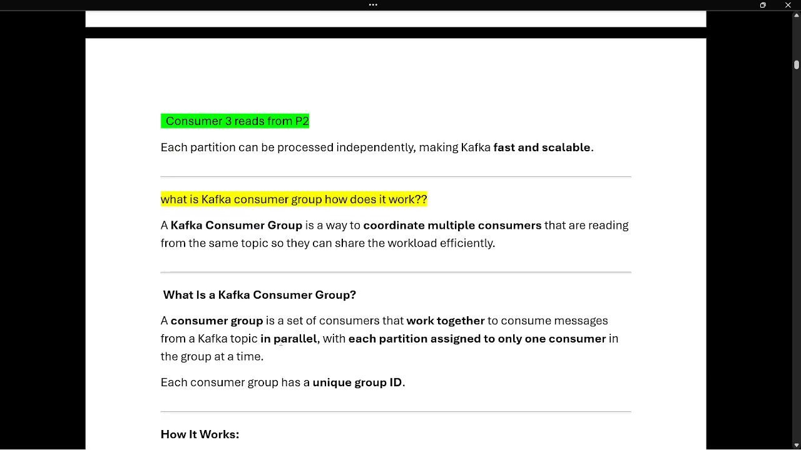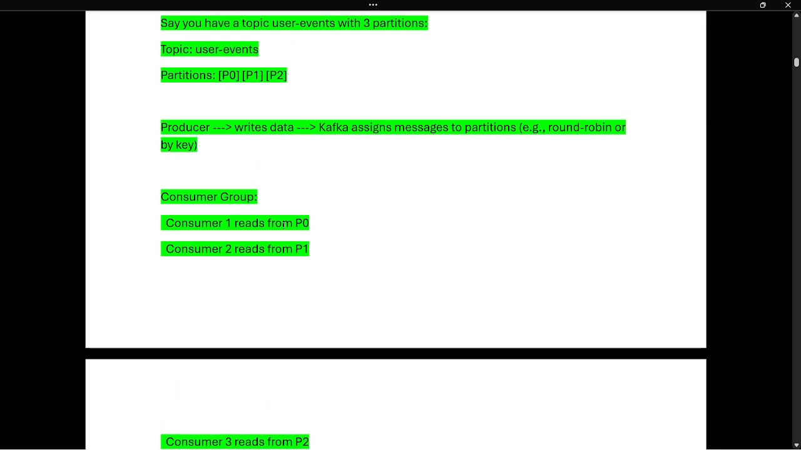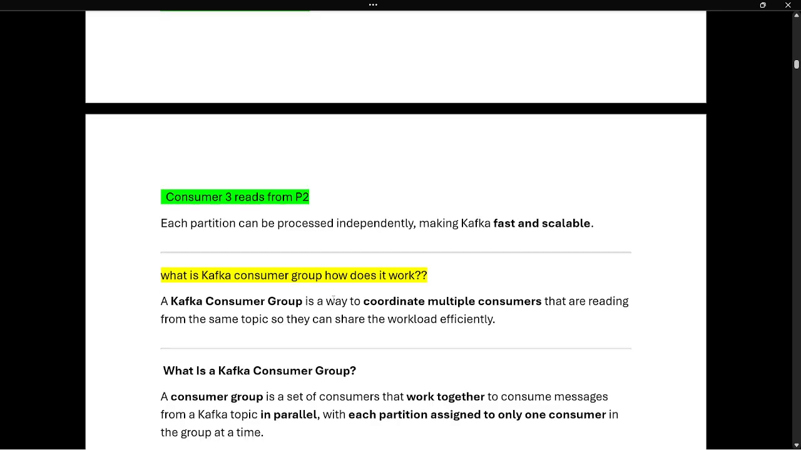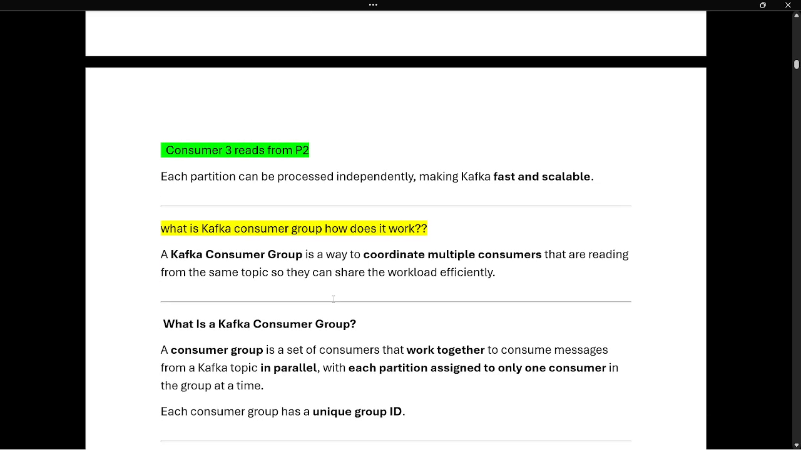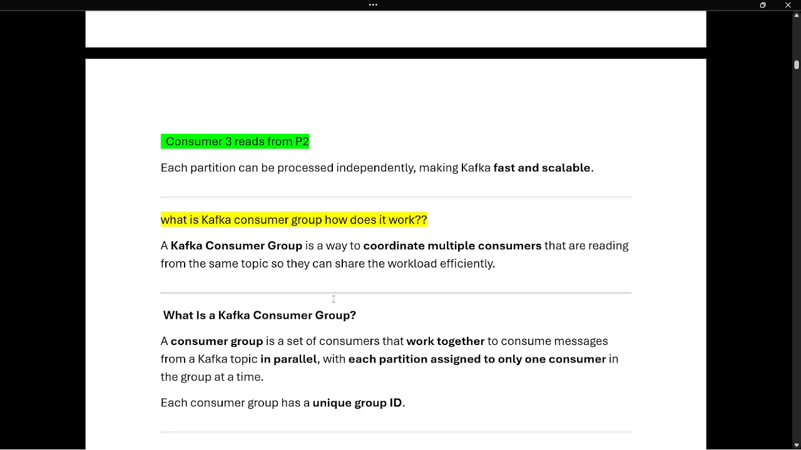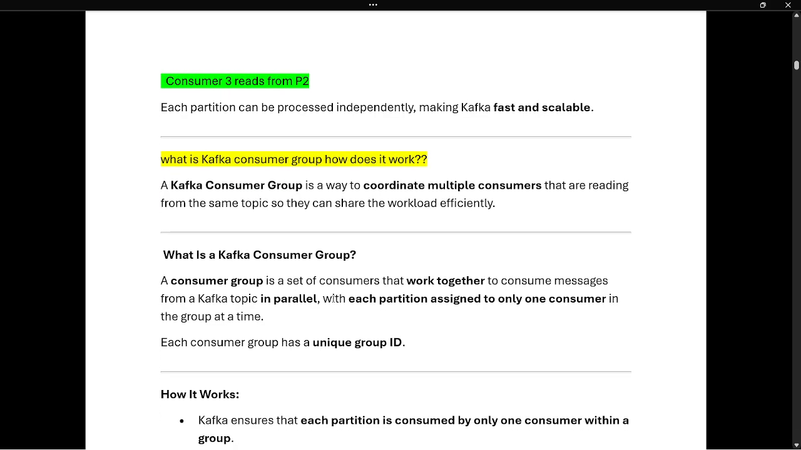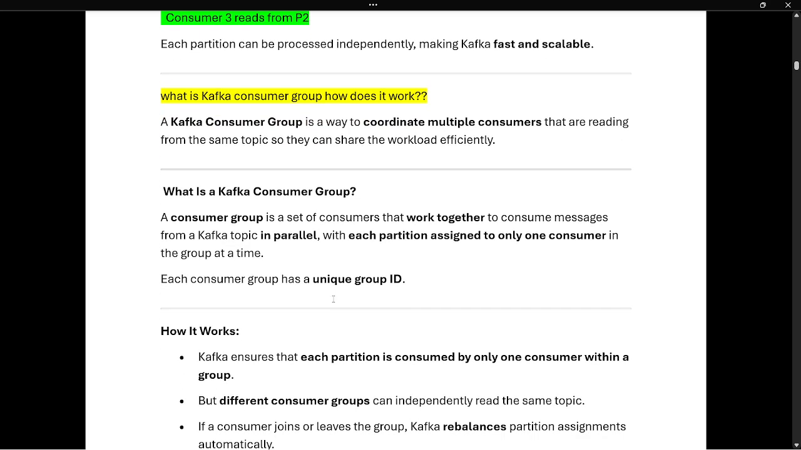It is a set of consumers that work together to consume messages from a Kafka topic in parallel, with each partition assigned to only one consumer. So each partition, like partition number 0, is assigned to consumer 1, partition 1 is assigned to consumer 2. Okay, so assigned to only one consumer in the group at a time. So at a time, it can only read one partition. Each consumer group has a unique group ID.